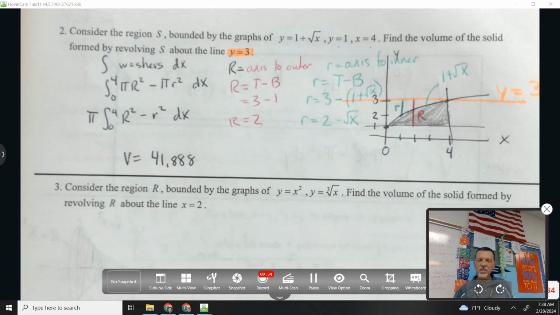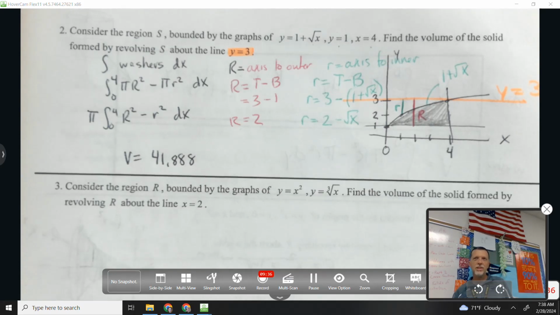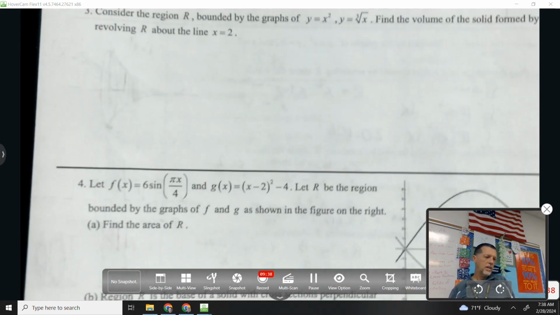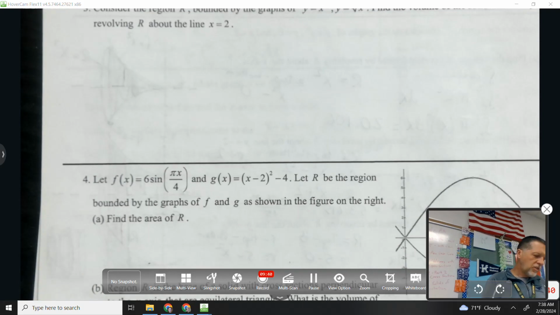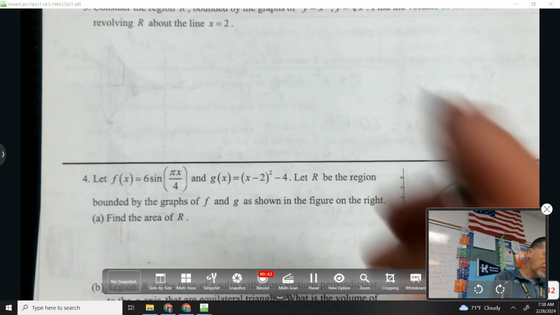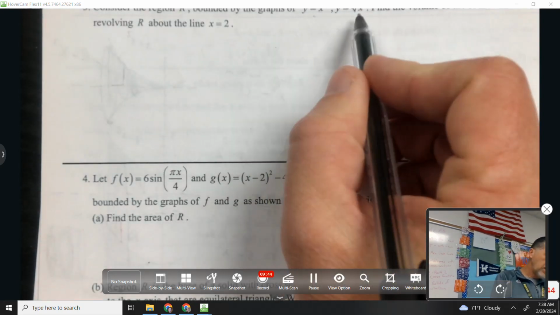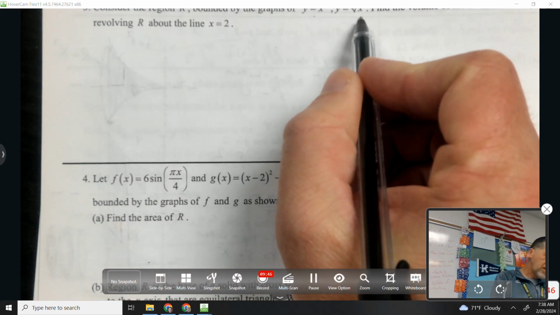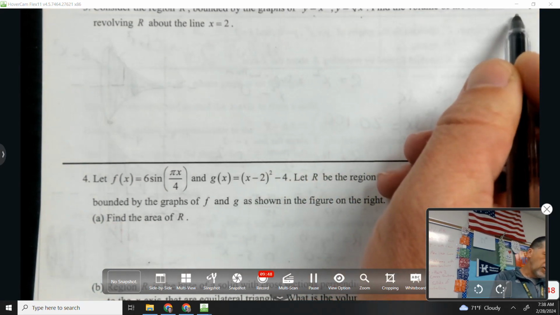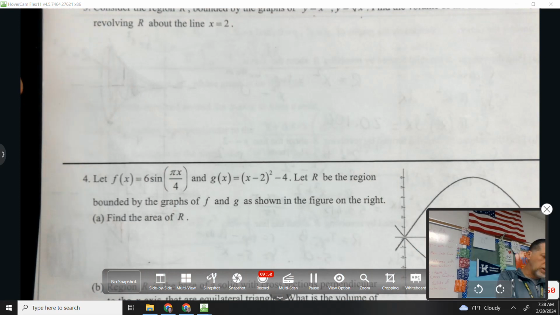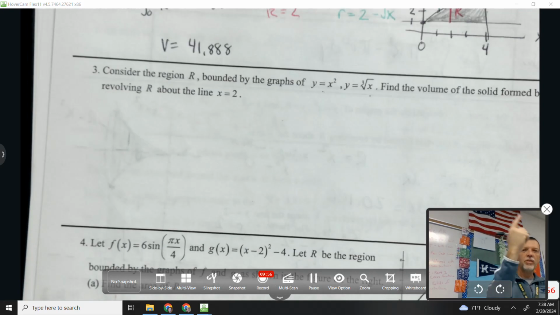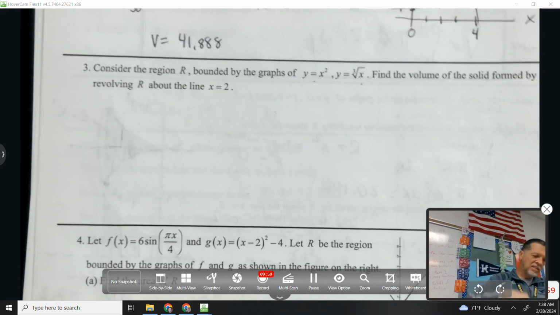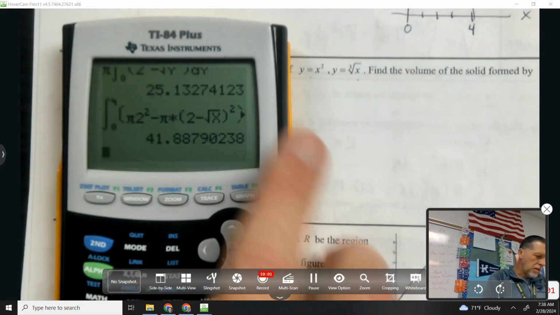Questions, comments, concerns? Number 2. Number 3. Consider the region bounded by the graphs of y equals x squared, y equals cube root of x, and revolve that around x equals 2. X equals, that's going to be a this way revolution, which means it's going to be dy. Maybe I'm getting ahead of myself.